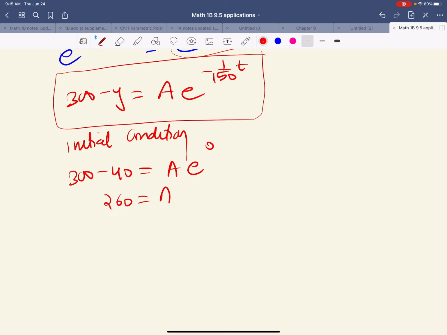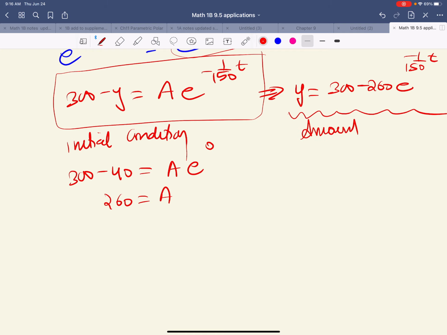260 is equal to a. So my solution from here, we can say y is equal to 300 minus 260 e to the power -1 over 150t. And that's my solution to the differential equation. And I can use this solution to find the amount of salt in the tank at any given time t.